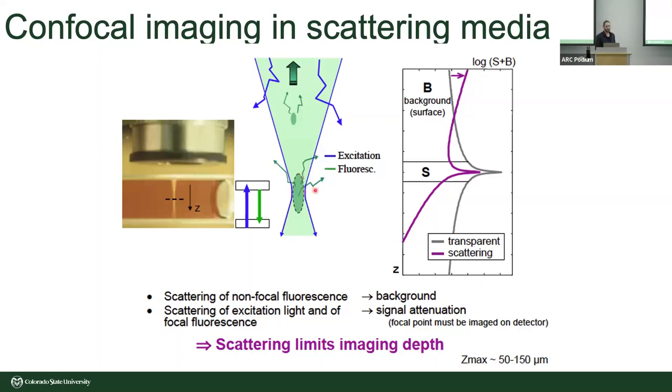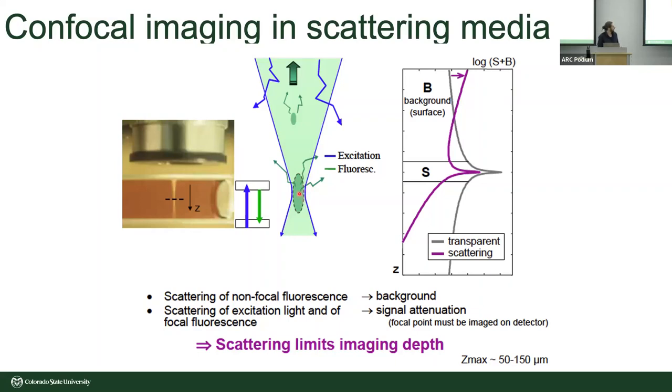So there's two things that can happen to corrupt the image in confocal. There's three things technically. One is that we can scatter our illumination light. So we just talked about that, right? We throw away a lot of illumination light. But as far as the fluorescent light goes, that can scatter as well.